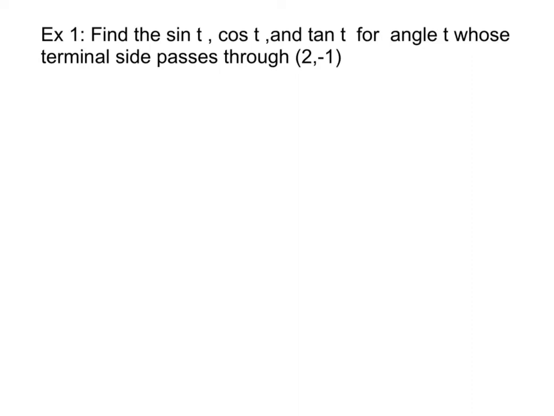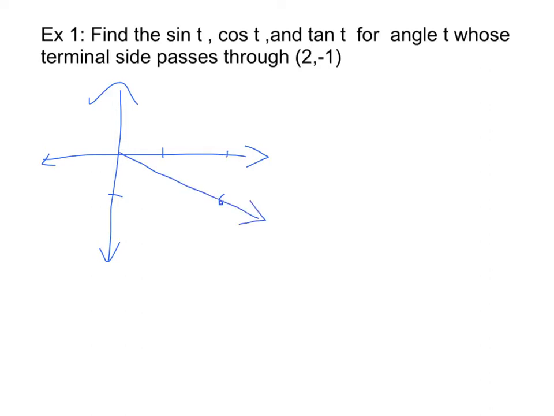Find the sine t, cosine t, and tangent t for an angle t whose terminal side passes through the point (2, -1). The first thing you should do is graph your point. Here's my point. My terminal side goes through that point. Now draw your triangle. So here's the y value, here's the x value, this is the right angle. This is angle t.